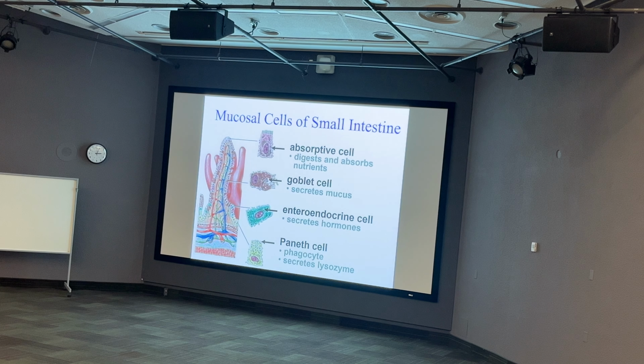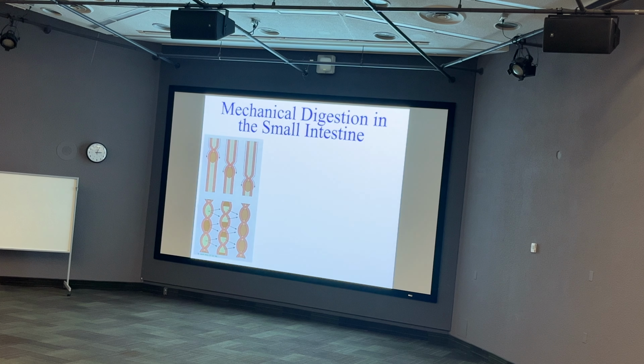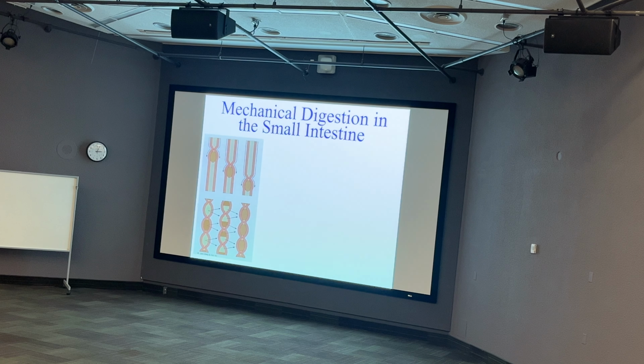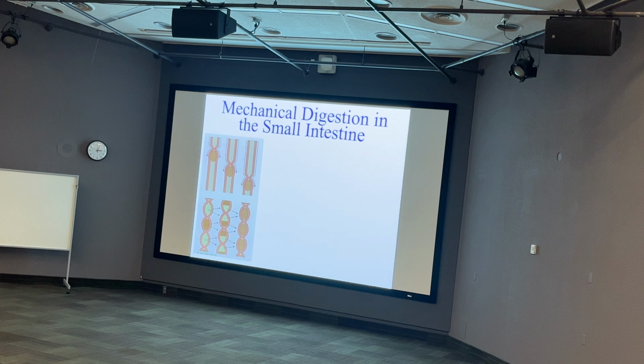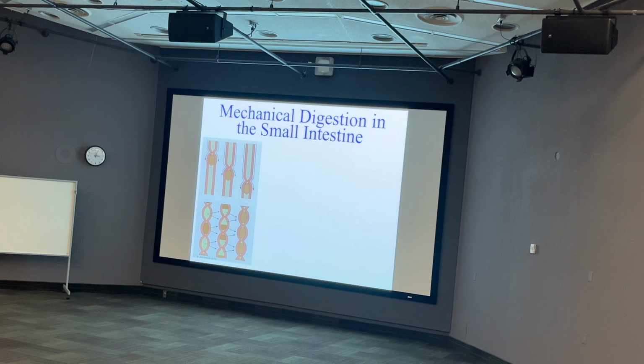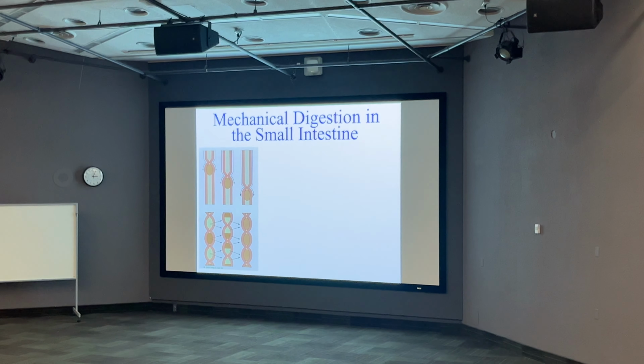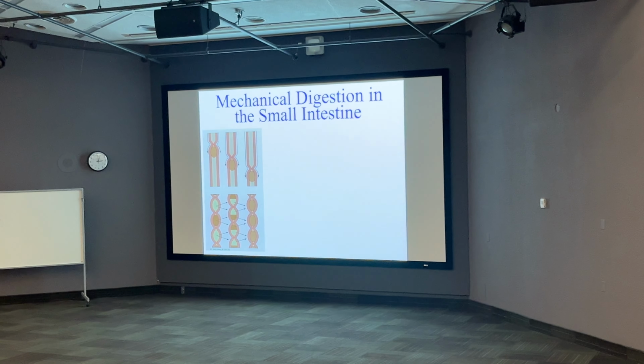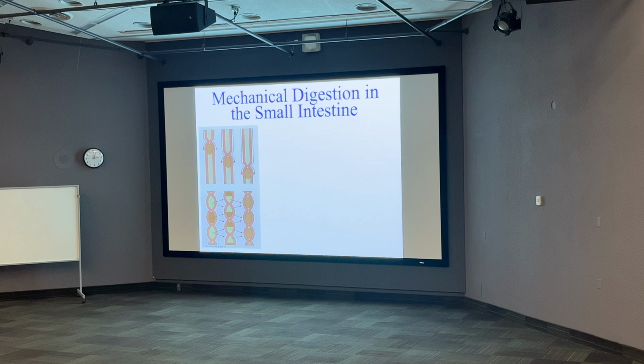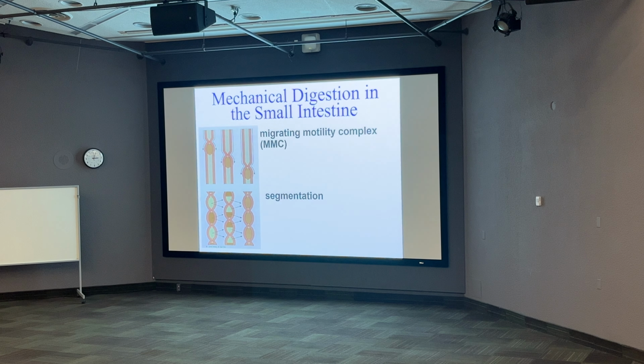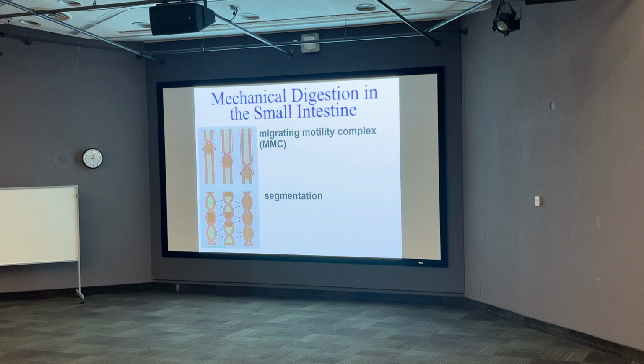All right. So those are the cells then that form the wall of the small intestine. This then brings us to the two types of digestion that's going to happen in the small intestine. The first, of course, being our mechanical digestion. Mechanical digestion in the small intestine comes in two varieties. The first is the migrating motility complex. This is the one that we often think about when we think about movement of chyme through the intestines.